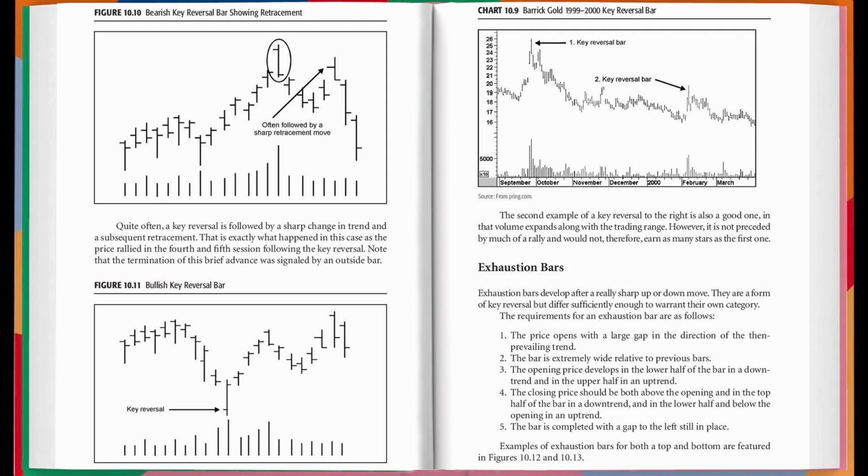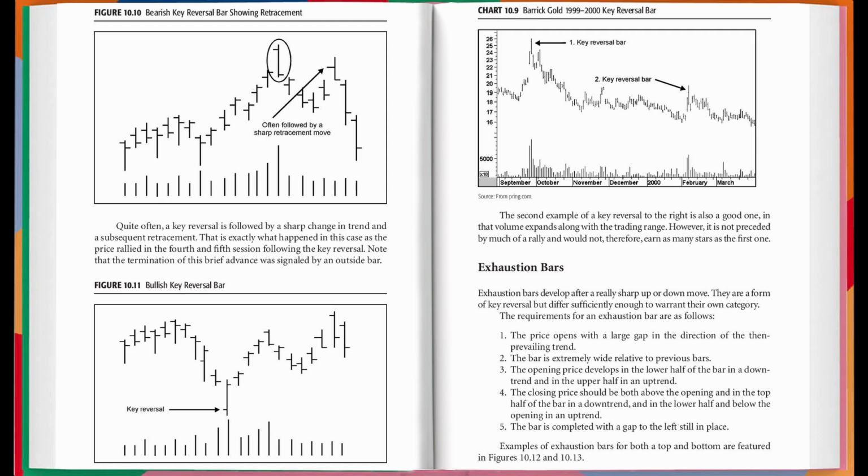Exhaustion bars develop after a really sharp up or down move. They are a form of key reversal but differ sufficiently enough to warrant their own category. The requirements for an exhaustion bar are as follows. 1. The price opens with a large gap in the direction of the then prevailing trend. 2. The bar is extremely wide relative to previous bars.